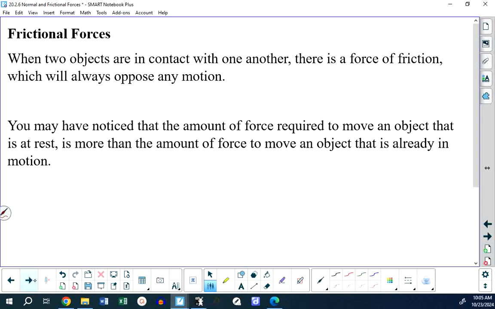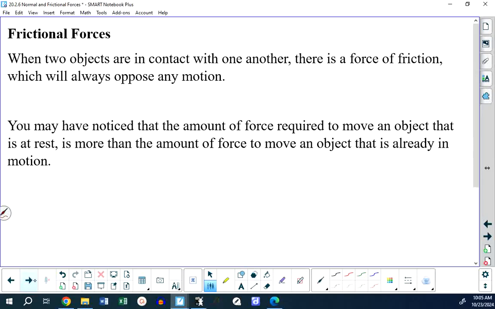This needs to be discussed, but I don't know what your world experience is with moving things around on surfaces. But how many of you have noticed that when you go to push, usually you'll notice it with a large, heavy object across a floor, the force required to get it to start moving is usually more than the force required once it is moving. Is that something you've experienced?